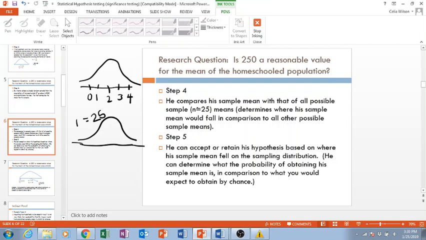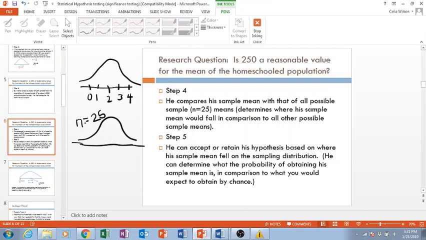So when he gets his mean, he is going to see, okay, well, where does my mean fall in comparison to all, these are all the possibilities, right? Just like our landing on heads possibilities, we plotted all those possibilities. It's the same thing here. All the possible means are plotted here, theoretically anyway. So we're going to see where my mean falls.